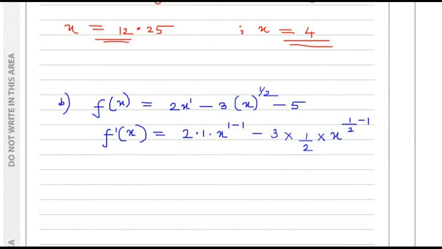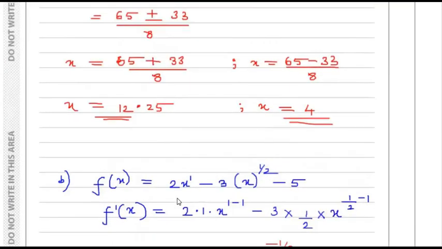Now let us simplify this differentiation. We get it as 2. Now x to the power of 1 minus 1 is 0. So x to the power of 0 is 1. So this entire term becomes only 2. Minus, this becomes 3 times 1 over 2 is 3 over 2. And x to the power of 1 over 2 minus 1 is minus 1 over 2. Now this is the first differentiation which we did.